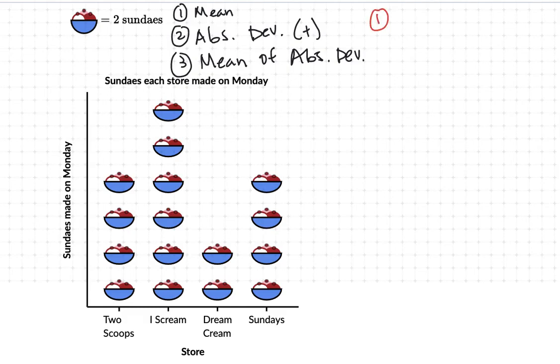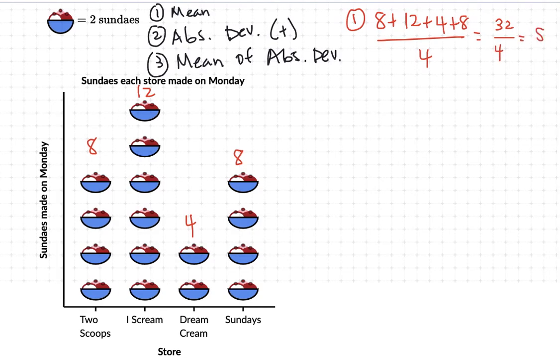So first step is I need these numbers. Each of these is 2, 2, 4, 6, 8, 2, 4, 6, 8, 10, 12, 2, 4, 2, 4, 6, 8. All right, so I need to find the mean first. 8 plus 12 plus 4 plus 8, take that, divide it by 4. So first I'm going to find that sum. 8 plus 12 plus 4 plus 8 gives me 32. 32 divided by 4 is 8. All right, so we figured out the mean.